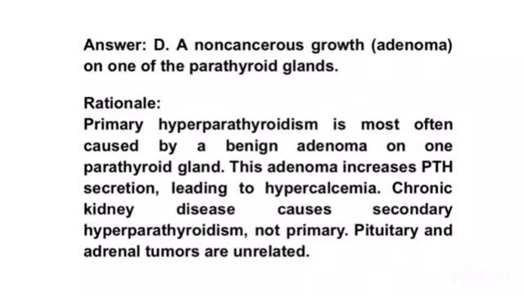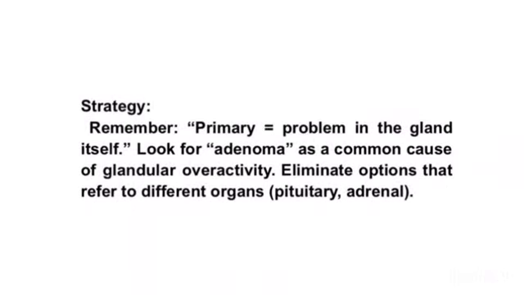Rationale: primary hyperparathyroidism is most often caused by a benign adenoma on one parathyroid gland. This adenoma increases PTH secretion, leading to hypercalcemia. Chronic kidney disease causes secondary hyperparathyroidism, not primary. Pituitary and adrenal tumors are unrelated. Strategy: remember, primary equals problem in the gland itself. Look for adenoma as a common cause of glandular overactivity. Eliminate options that refer to different organs: pituitary, adrenal.